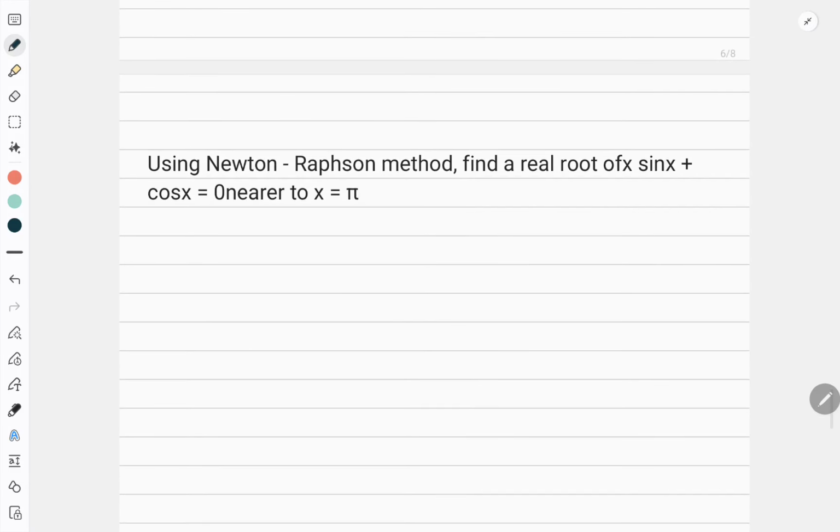Now look at this question. Using Newton-Raphson method, find the real root of x sin x plus cos x is equal to 0 nearer to x is equal to pi. Again, your calculator must be in radian. So now your f of x is equal to x sin x plus cos x. In these questions, they are giving me x naught. So I don't have to check where is the x naught.